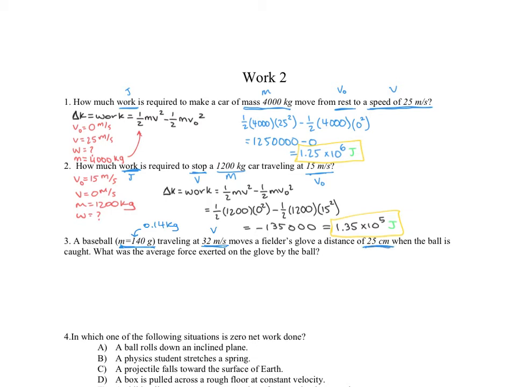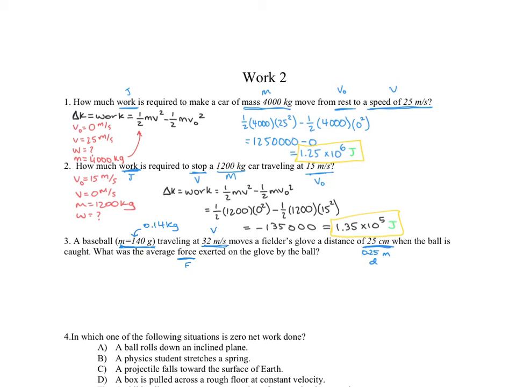So this is our distance or displacement, and this is 0.25 because we're not going to use centimeters, we're going to use meters in physics. So we have to use 0.25 meters. So we're just going to convert that, and that'll be our displacement. When the ball is caught, what was the average force? So we have to find force here. We have to solve for force exerted on the glove by the ball.